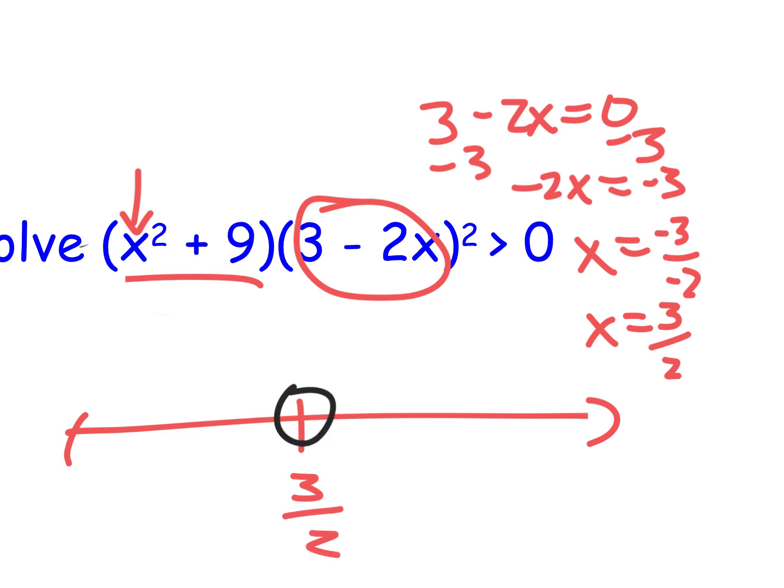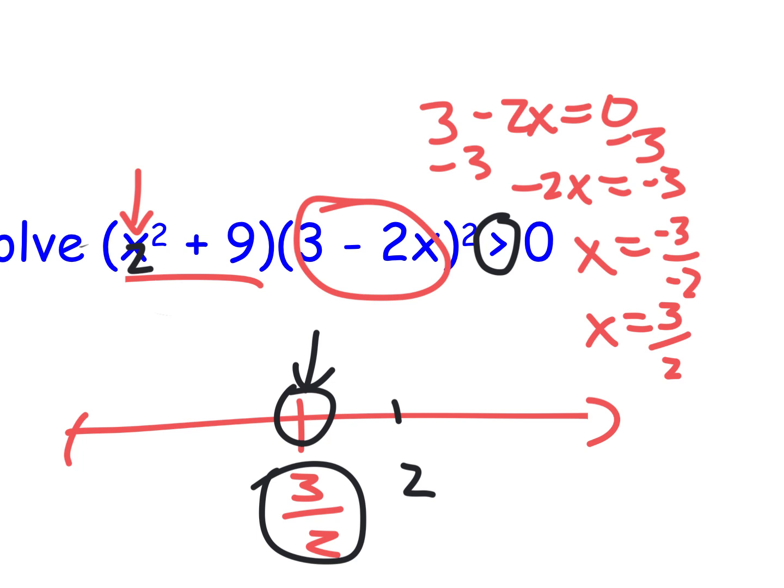Do I fill in that spot, Brady? Does it actually work at this spot? No, it makes it equal 0, and 0 isn't bigger than 0, so we leave it empty. Do not fill it in. Now, what's bigger than 3 over 2? That's like 2 is. This is like 1.5. So I'm going to stick 2 in. 2 goes here. 2 goes here.